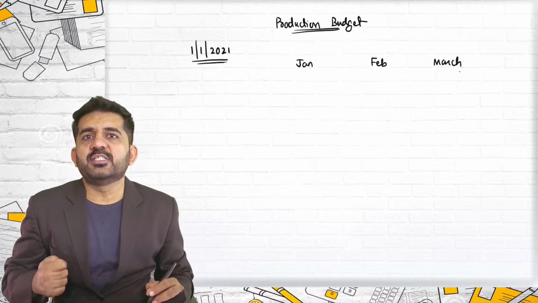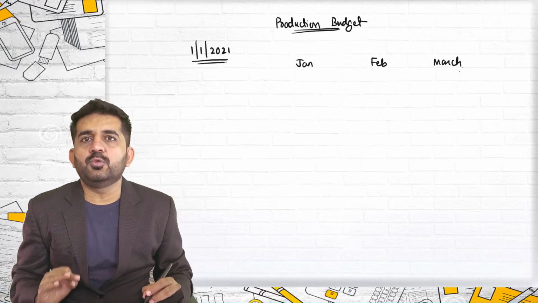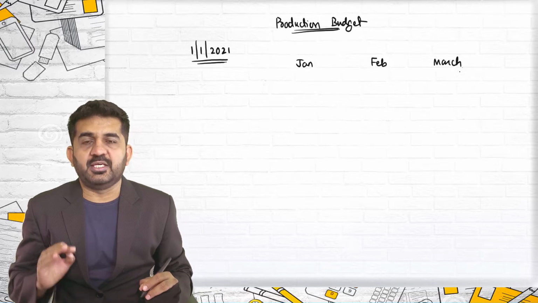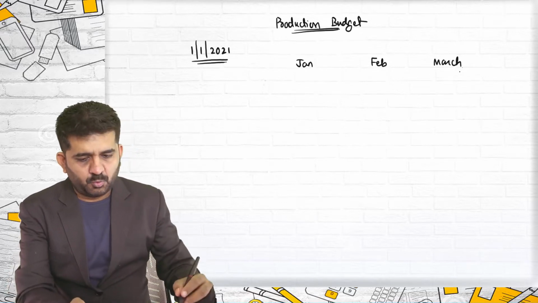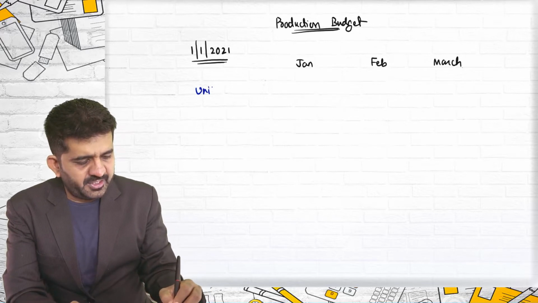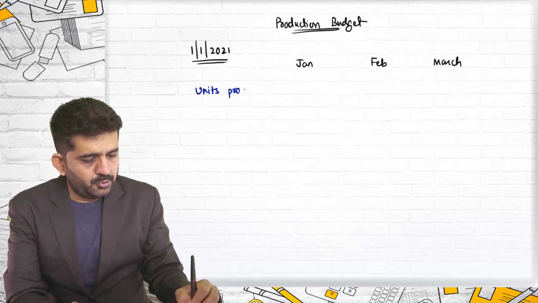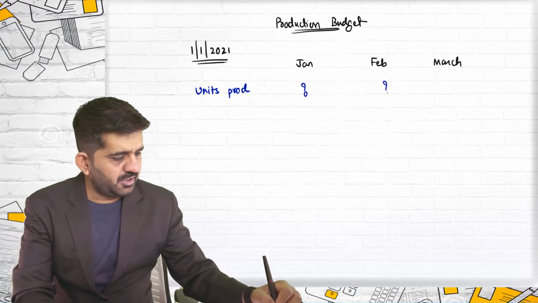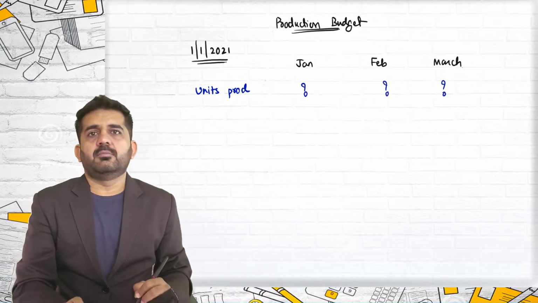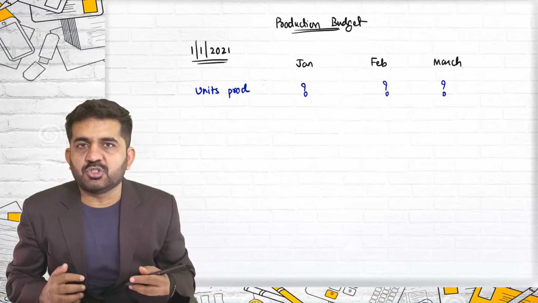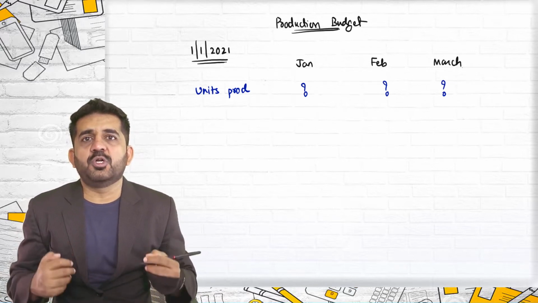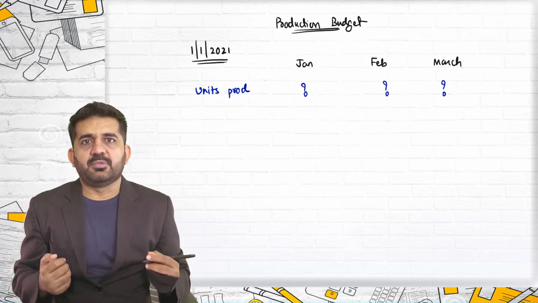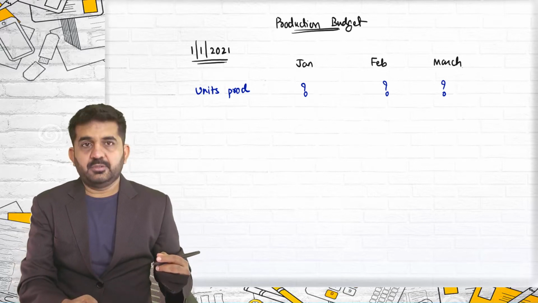I want to decide how many units I will be producing in January, in February and in March. So what is my question? Units to be produced or manufactured in January, February and March. Of course, I will be forecasting on some logical basis. This forecasting of how much production I will be making is termed as a production budget.